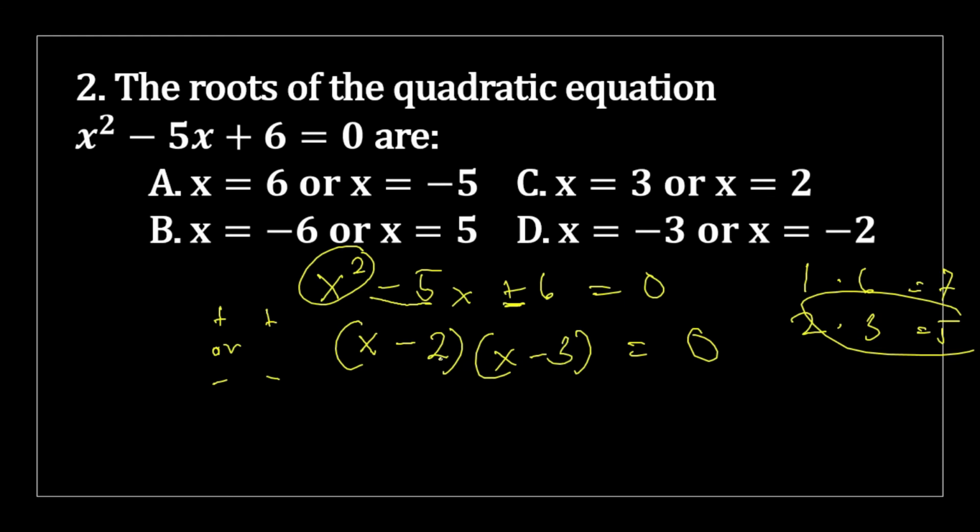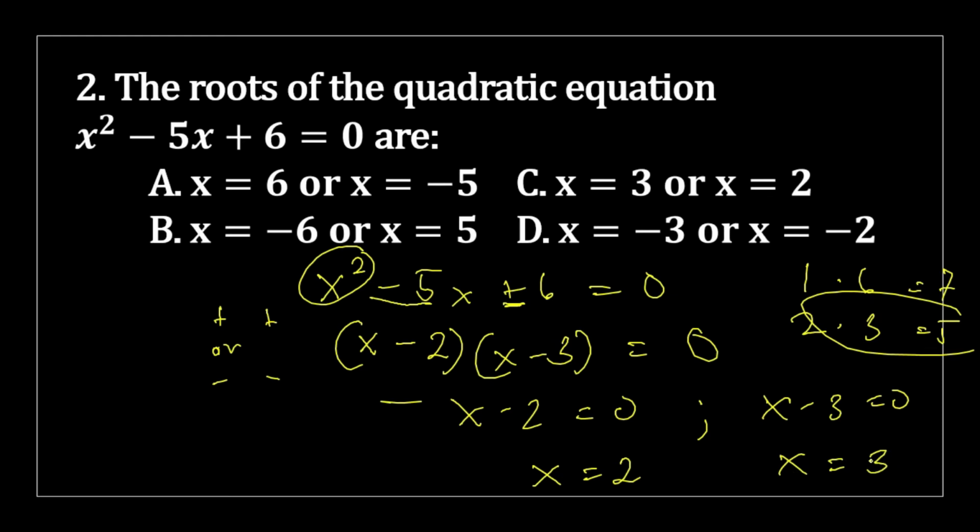Now let's equate both factors to 0, because for the product to be equal to 0, one of them should be equal to 0. So we have x minus 2 equals 0 and x minus 3 equals 0. Then add 2 on both sides, or transpose negative 2, so we have x is equal to 2 and x is equal to 3. So the answer should be letter C.